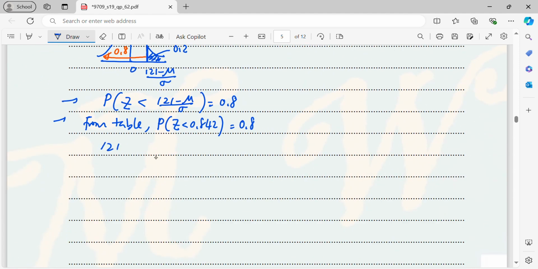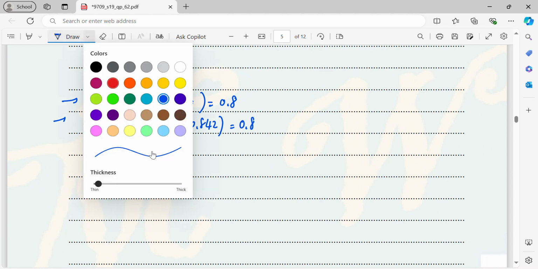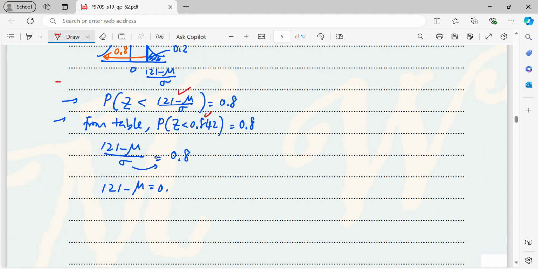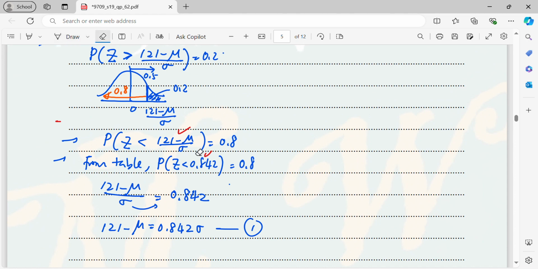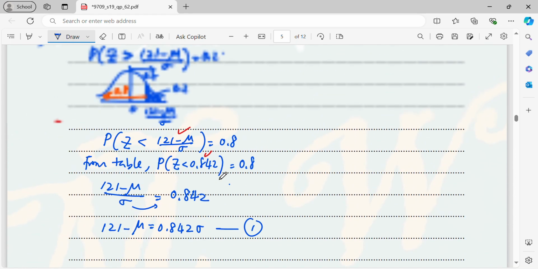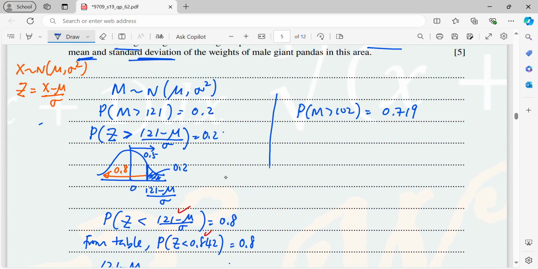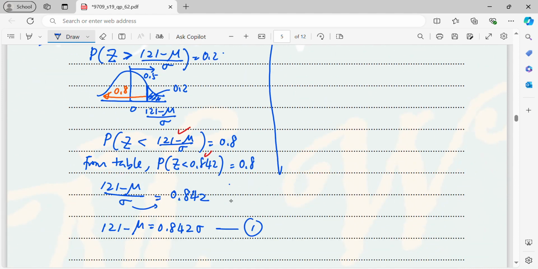Okay, obviously (121 minus mu) over sigma, that is 0.842, and then I will be getting the first equation by moving up the sigma. So that is 121 minus mu equals 0.842 sigma, first equation. Okay, now to find the mu and sigma, I need to get two equations and solve the two equations simultaneously. Now my second equation comes from the second probability given in the question.